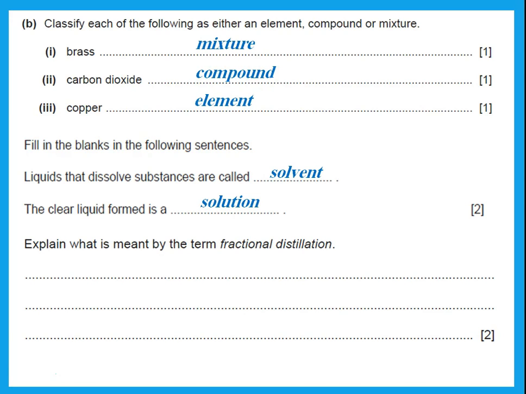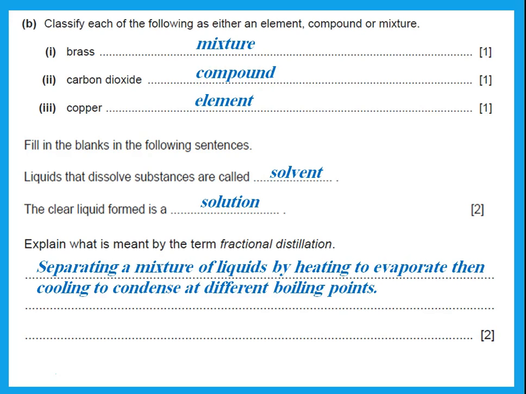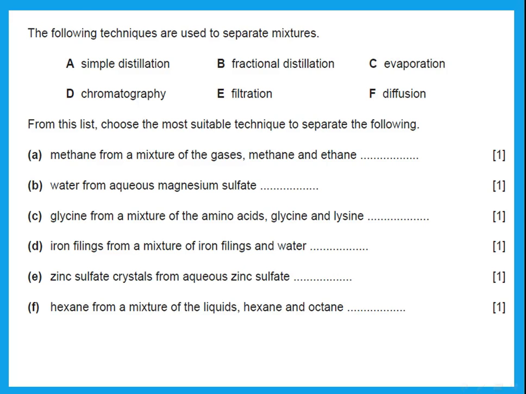Explain what is meant by the term fractional distillation. How do you answer that? You have to explain what is fractional distillation, what does it separate. So it separates a mixture of liquids. Now, how do we separate it? By heating to evaporate, then cooling to condense at different boiling points. So you're trying to separate a mixture of liquids that boil at different boiling points.